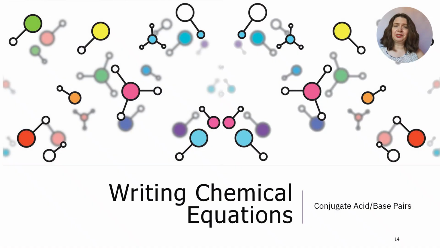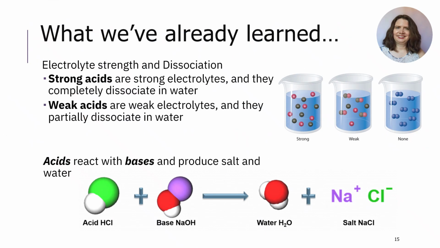In this video, we are going to write chemical equations involving acids and bases and identify conjugate acid-base pairs. Earlier in the course, we learned about electrolyte strength. Strong acids are strong electrolytes, so they completely dissociate in water. Weak acids are weak electrolytes, so they only partially dissociate. We also learned that acids react with bases to produce salt in water.